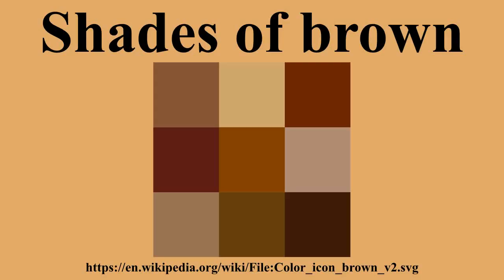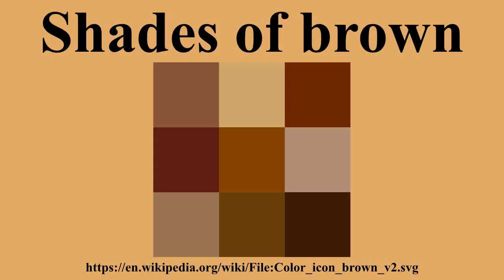Brown is a composite color which can be produced by combining red, yellow, and black, or by a combination of orange and black, as can be seen in the color box at right. The color brown shown at right has a hue code of 30, signifying that it is a shade of orange.